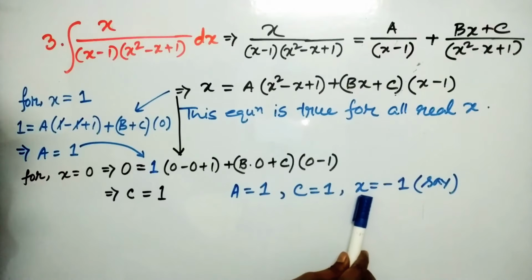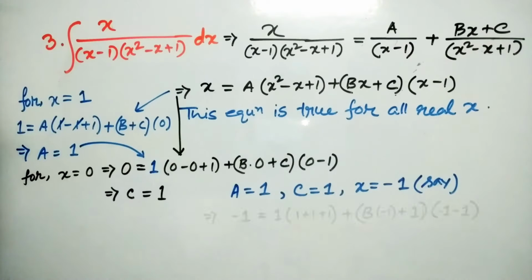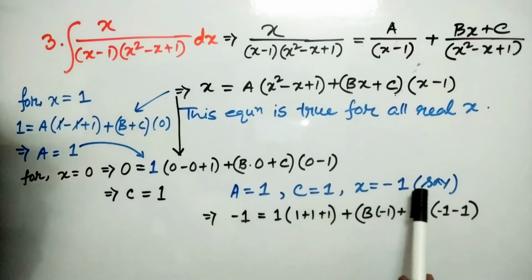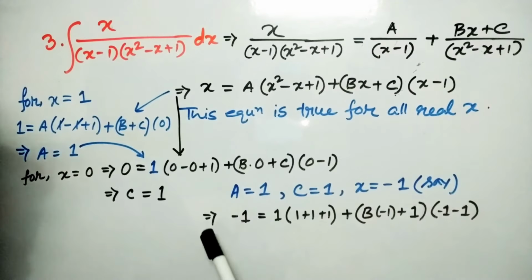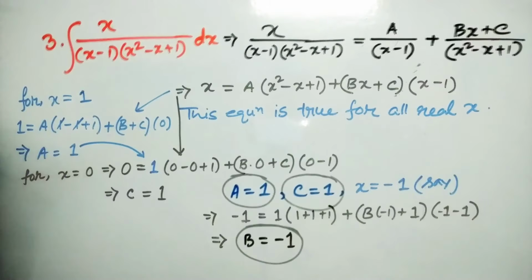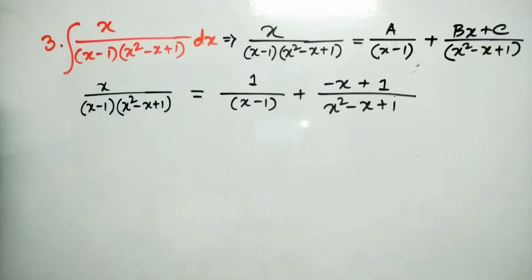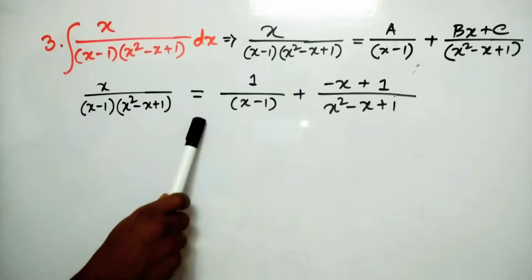So let us take x is equal to minus 1, because we can put any value of x over here. Now we are putting all these values in this equation, and let's see what comes. After putting these 3 values over here, we have got this equation, and from this equation we will get the value of b. So this gives us b is equal to minus 1. Now our job is to put these values of a, b and c in this equation. So after putting the values of a, b and c, we have got this equation.